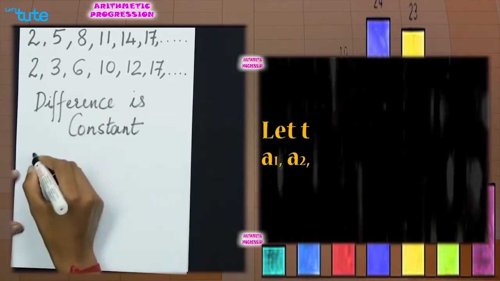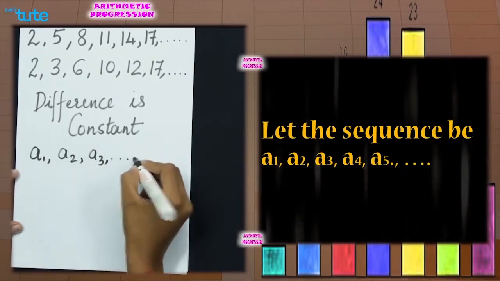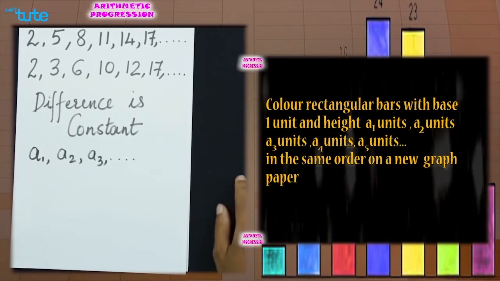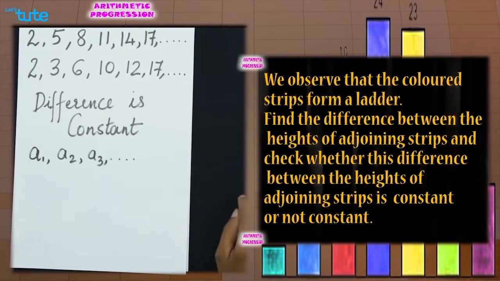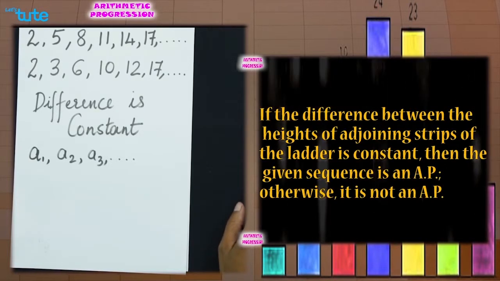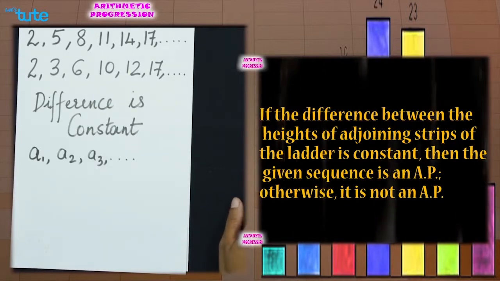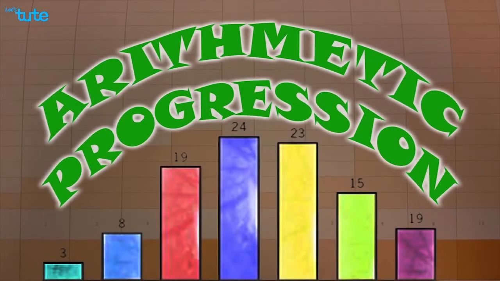Suppose you have chosen numbers like A1, A2, A3 and so on. Can we draw a graph using numbers A1, A2, A3 and so on? Of course, yes. Can we check the difference between the ladders which are formed using these numbers? Yes again. And if this difference is constant, can we call it an arithmetic progression? Yes. But if the difference is not constant, it is not an arithmetic progression. Thank you. I'm sure you understood this activity and it has helped you to learn about arithmetic progressions in detail.